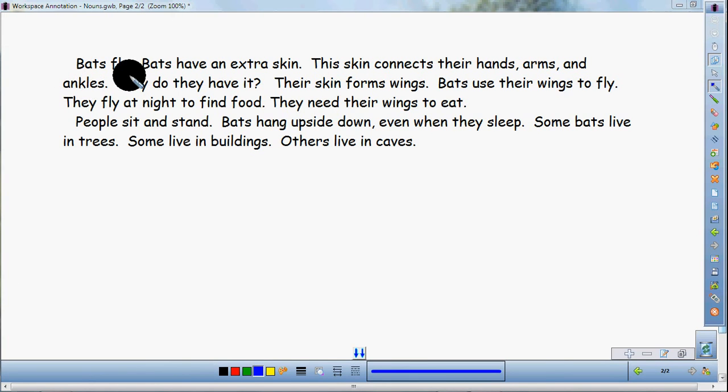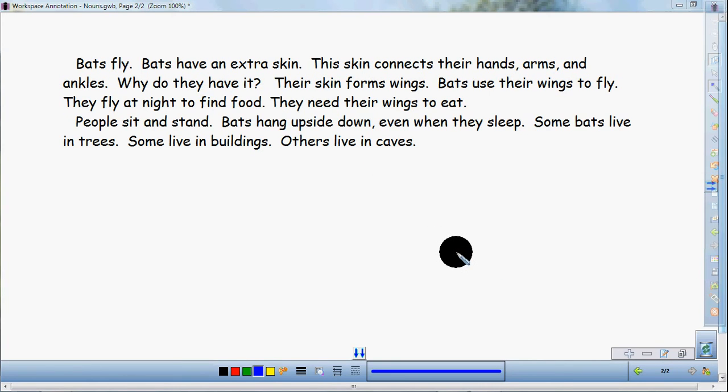Bats fly. Bats have an extra skin. This skin connects their hands, arms, and ankles. Why do they have it? Their skin forms wings. Bats use their wings to fly. They fly at night to find food. They need their wings to eat. People sit and stand. Bats hang upside down even when they sleep. Some bats live in trees. Some live in buildings. Others live in caves.